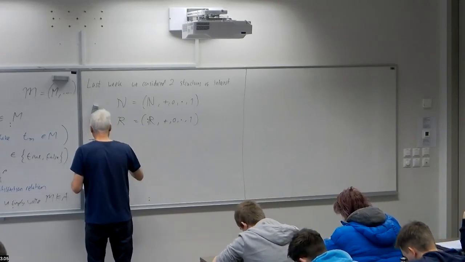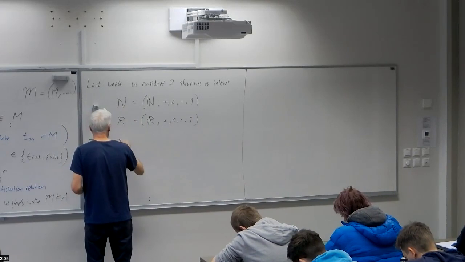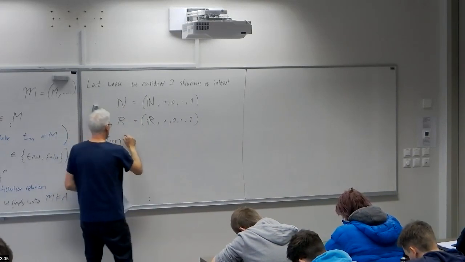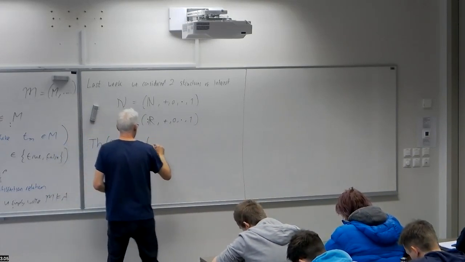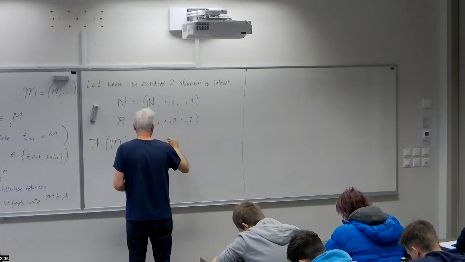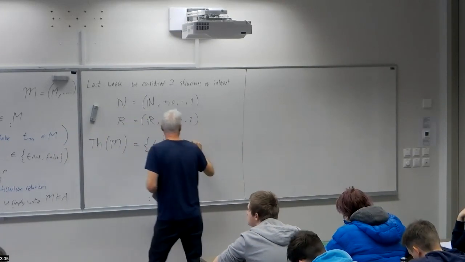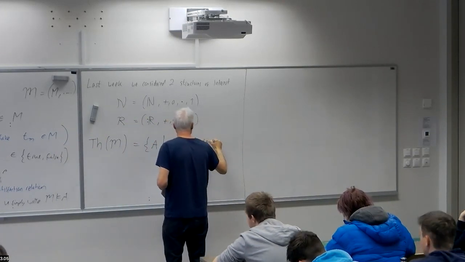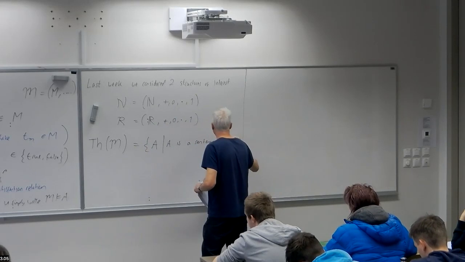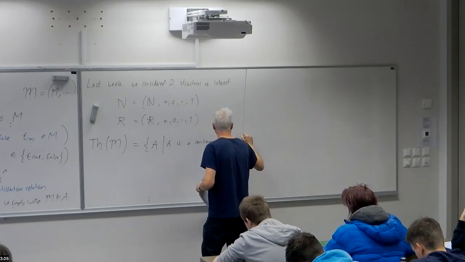The theory of a structure M, in general, this is now an arbitrary structure, is defined to be the set of sentences A, where A is a sentence over the signature of the structure, and A is true in the structure.